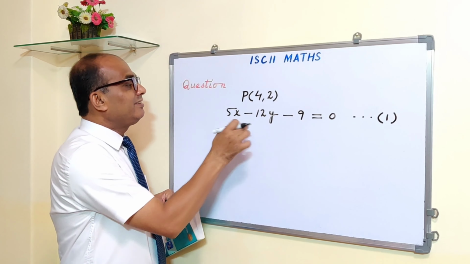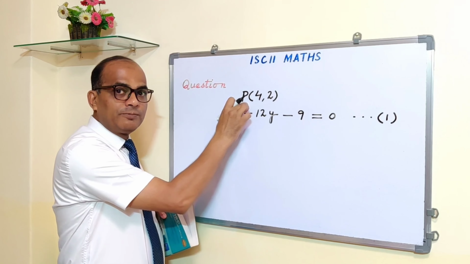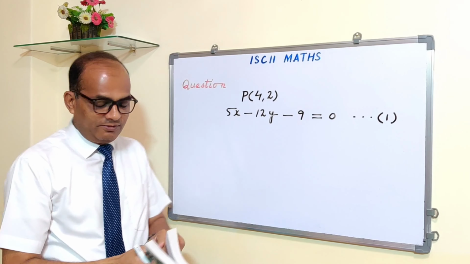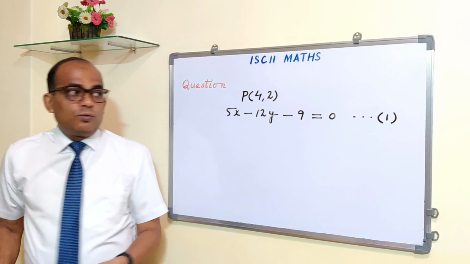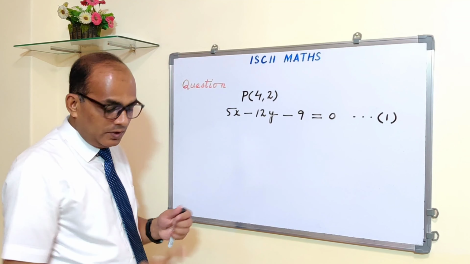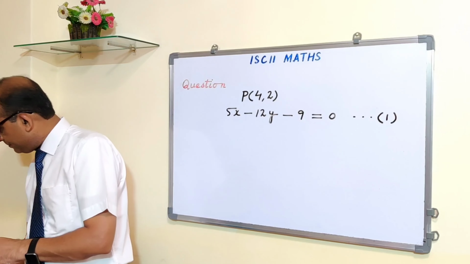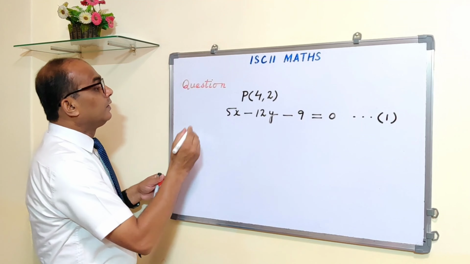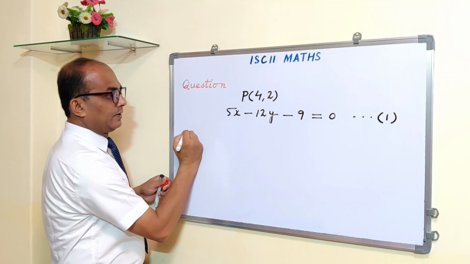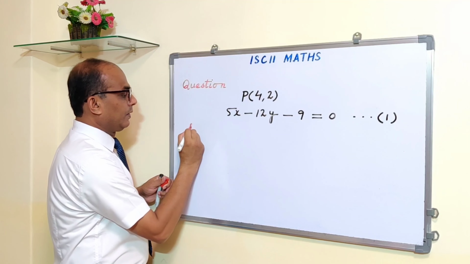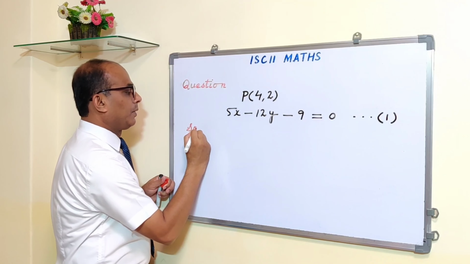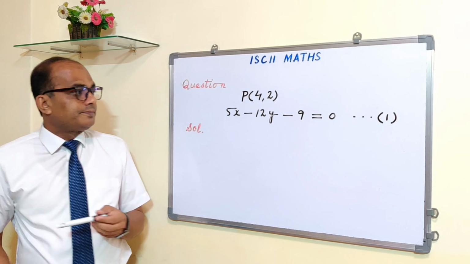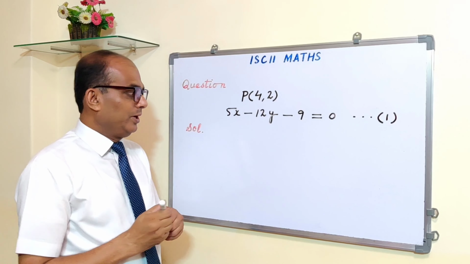We are going to find out the distance of this line from this point P, or the distance of the point P from this line. Either way, it is the same thing. Fine. Now, first, let me tell you the formula.